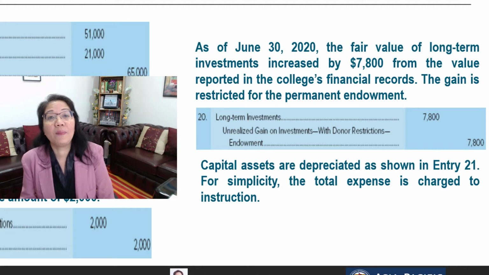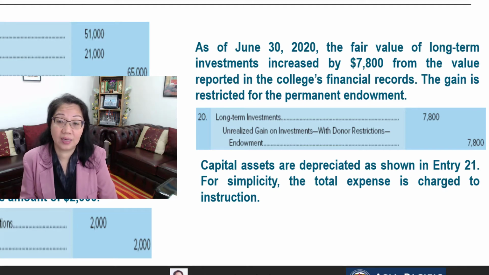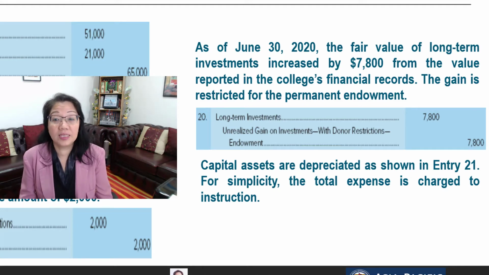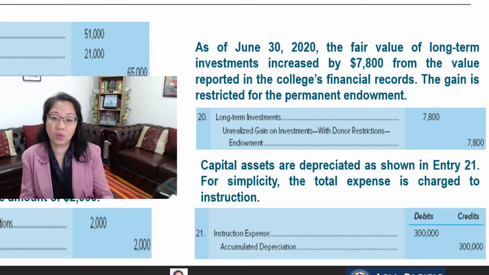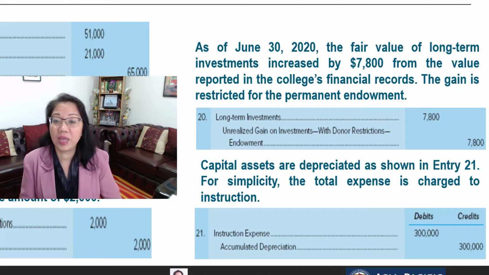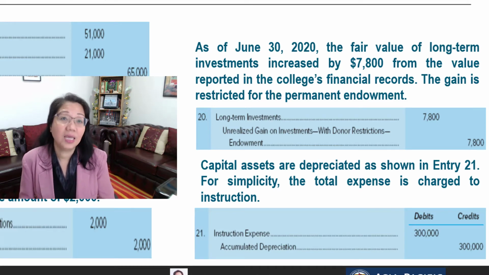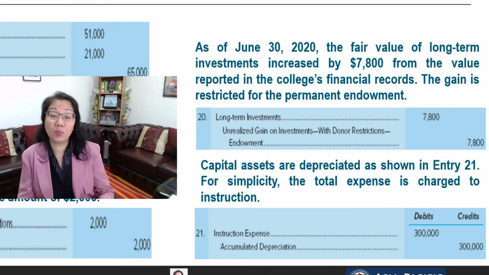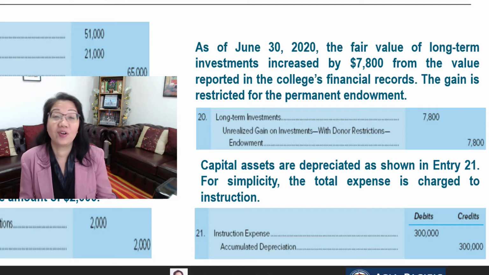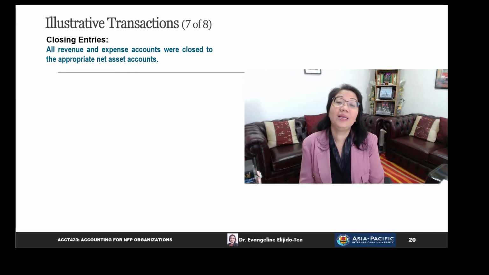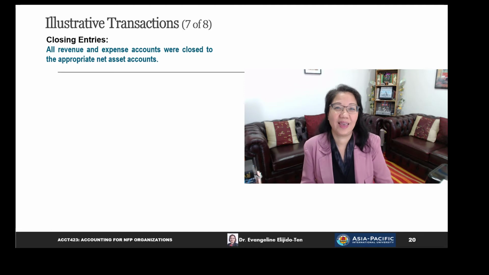Finally, the capital assets are depreciated. For simplicity, the total expense is charged to the instruction expense. And so our debit would be instruction expense, $300,000, and credit accumulated depreciation for $300,000. Now let's go to the closing entries.